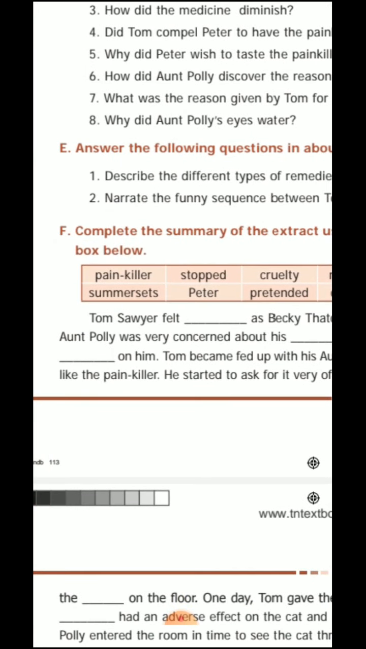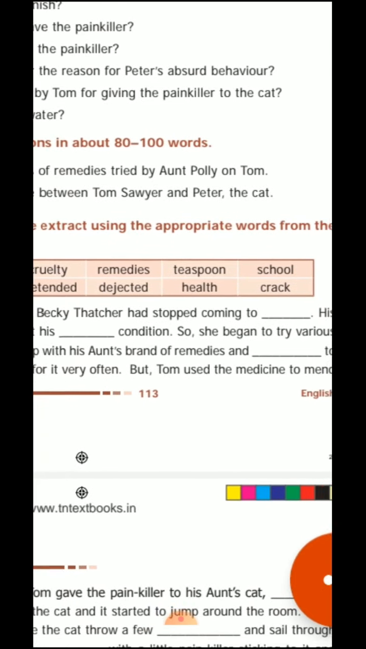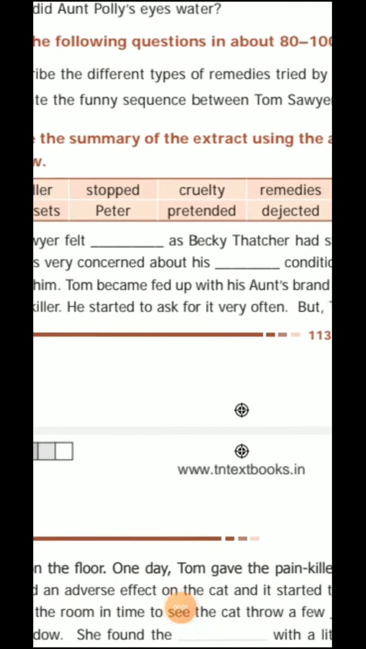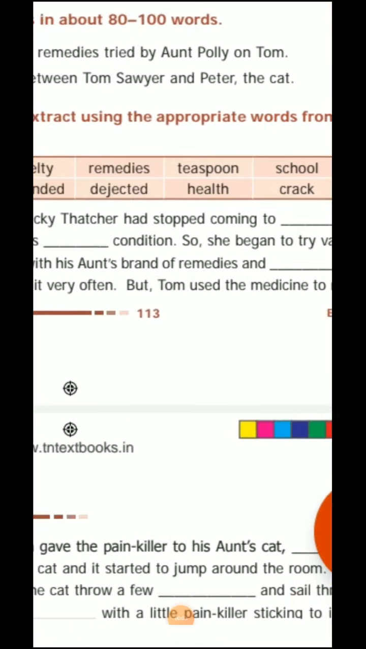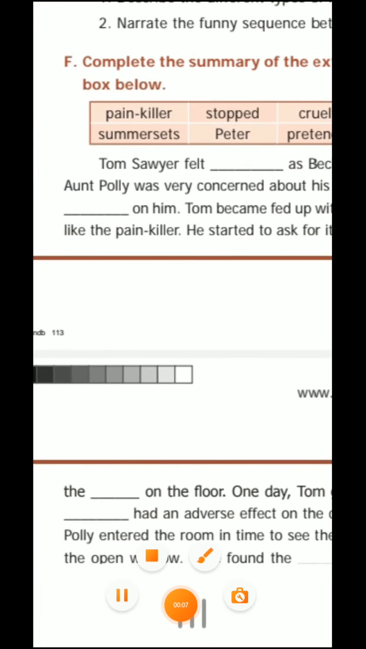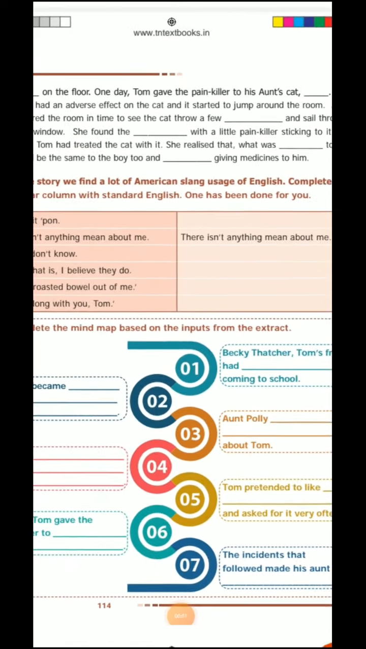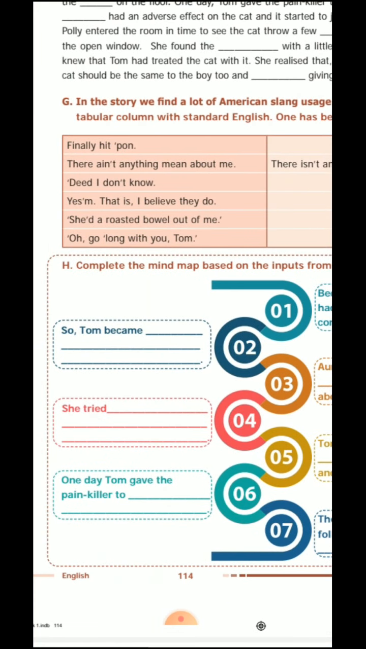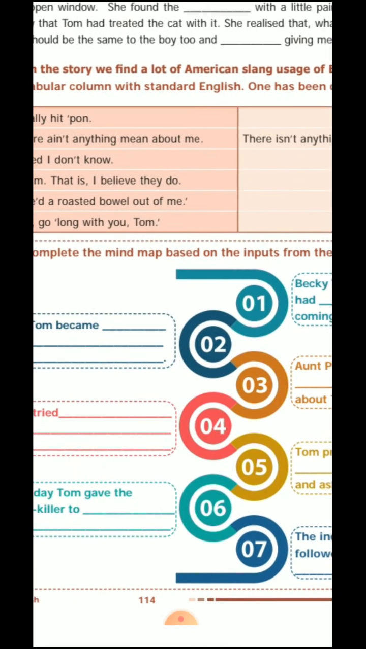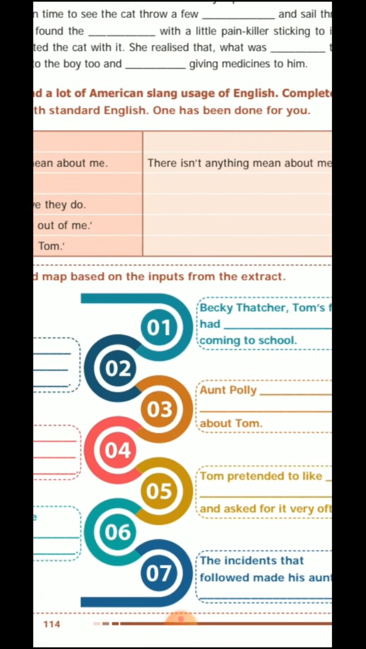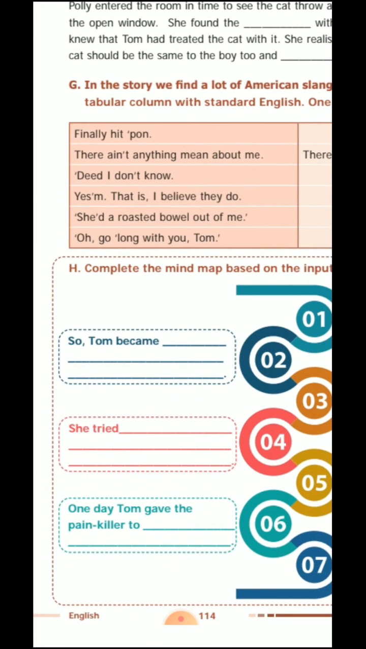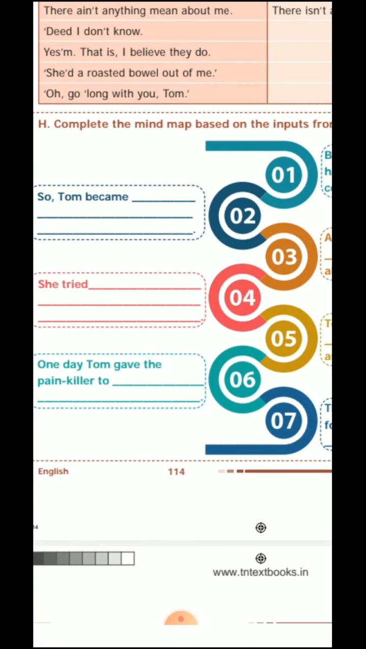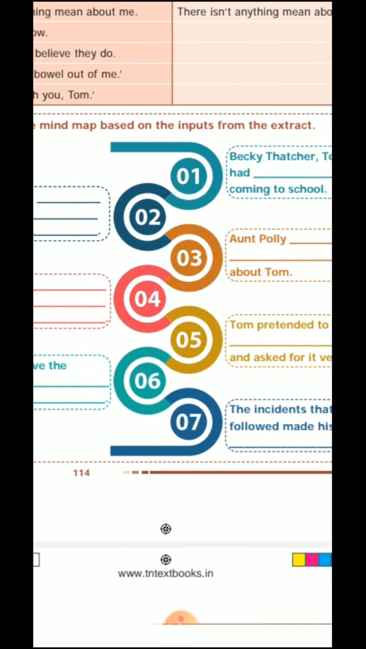F part, complete the summary of the extract using the appropriate words from the box below. See the G part. In the story, we find a lot of American slang usage of English. Complete the tabular column with standard English. One has been done for you. See the H part. Complete the mind map based on the inputs from the extract.